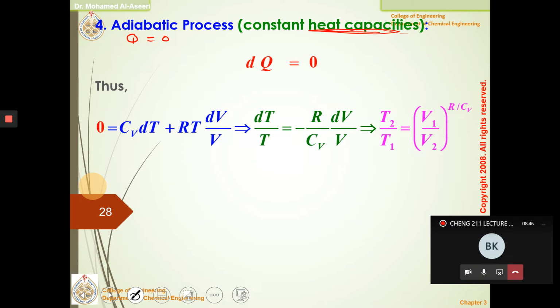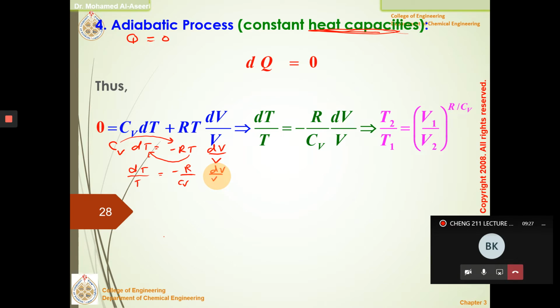Now, if dq is equal to 0, then I can rearrange the equation. I'll just rearrange it for you just to see what's happening here. I have CV dT is equal to minus RT dV over V. All right? So if I rearrange it, I have T on the right side, but I have dT on the left side. So what I will do is bring the T to the other side, while the CV, I will take it to the right side. So this is how I will do it. So it's dT over T is equal to minus R over CV dV over V.